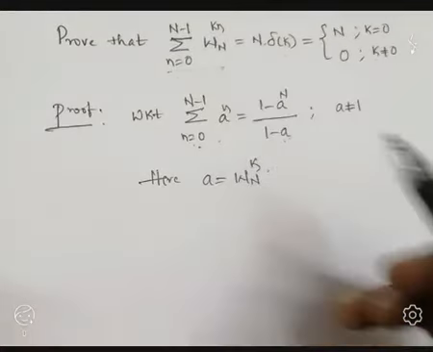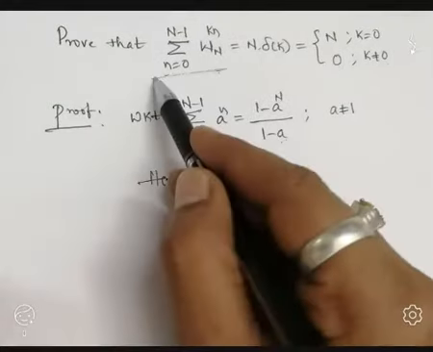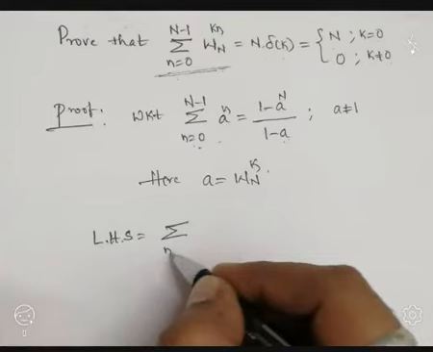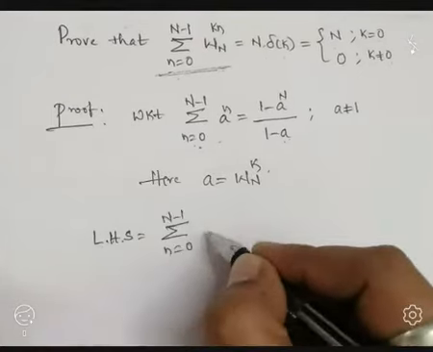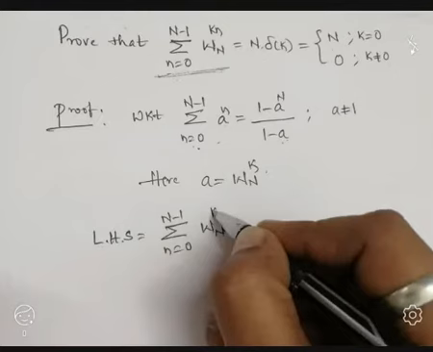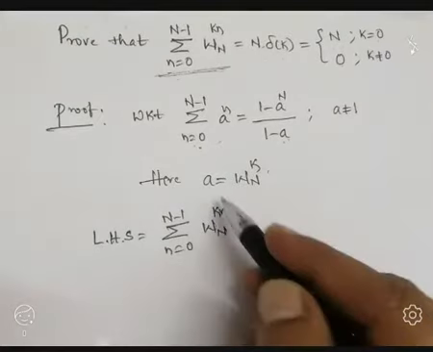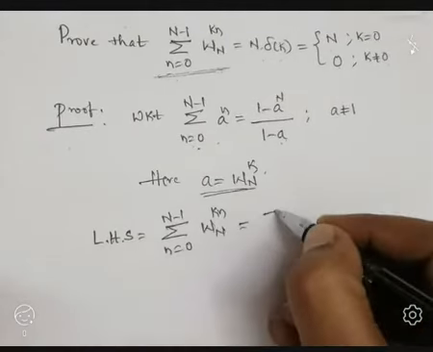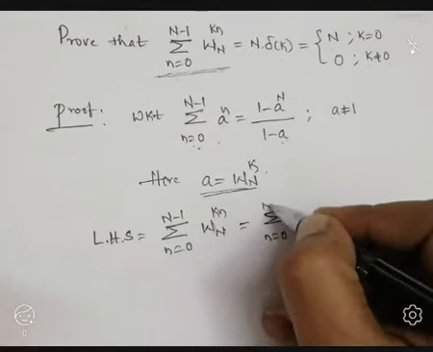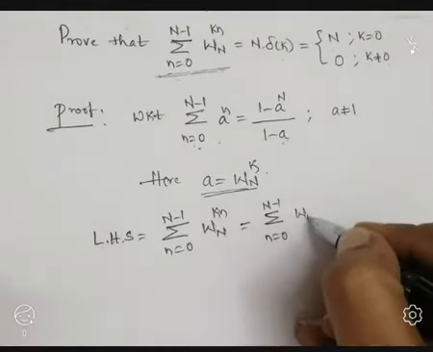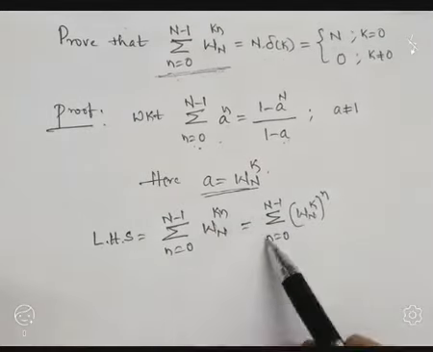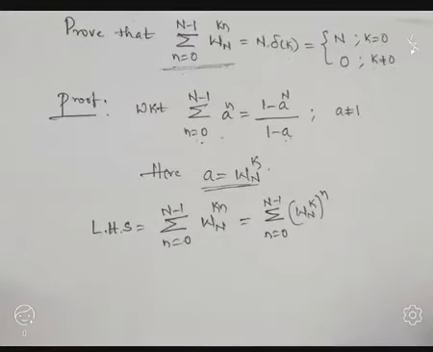So with the help of this summation formula, I will take the LHS, that is summation n equal to 0 to N minus 1 of W_N to the power kn. I have taken the LHS. Now after the comparison, we got a equal to W_N to the power k. So the same thing I am going to rewrite as summation n equal to 0 to N minus 1 of W_N to the power k, which acts as a to the power n. So I expressed this value in the form of the summation formula.